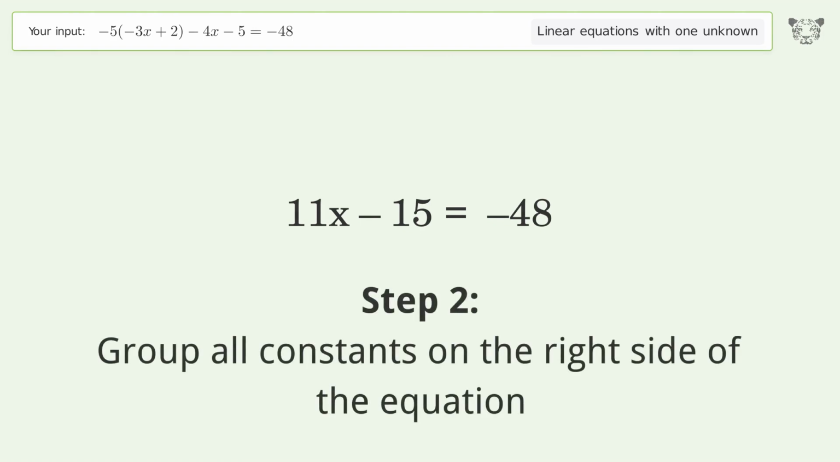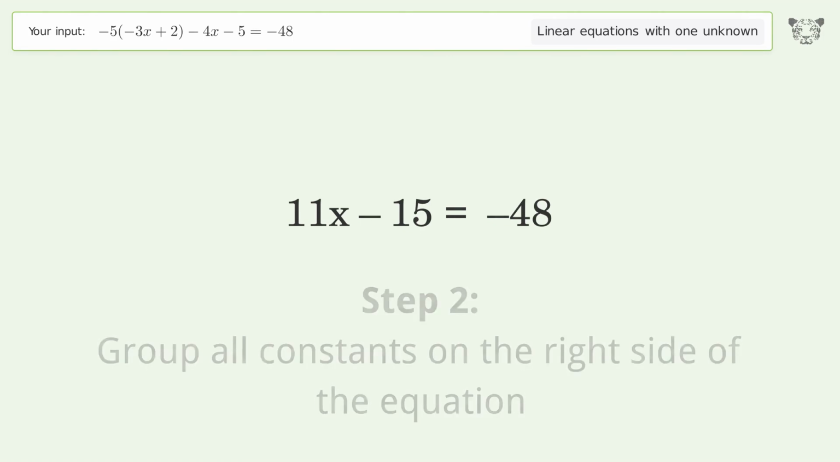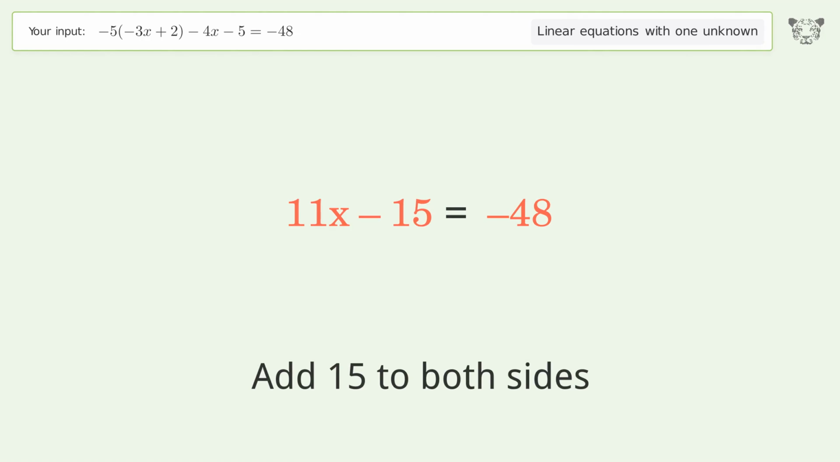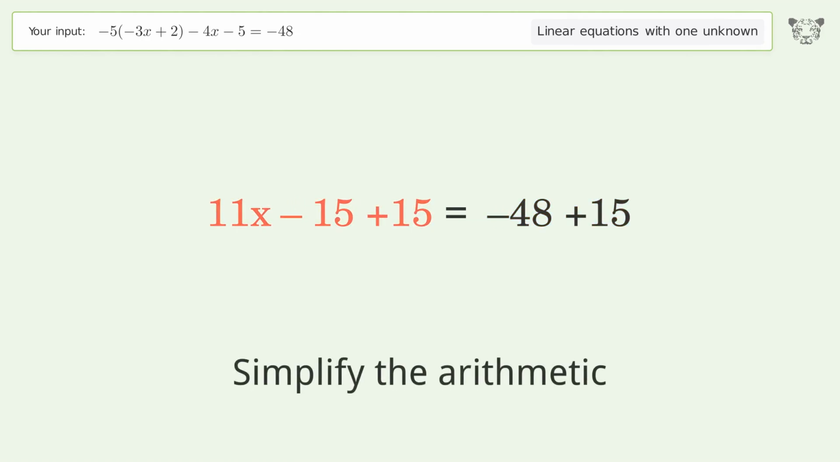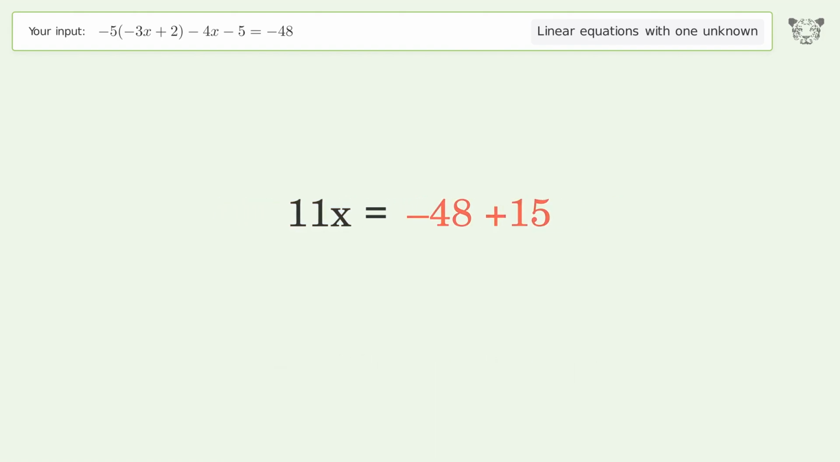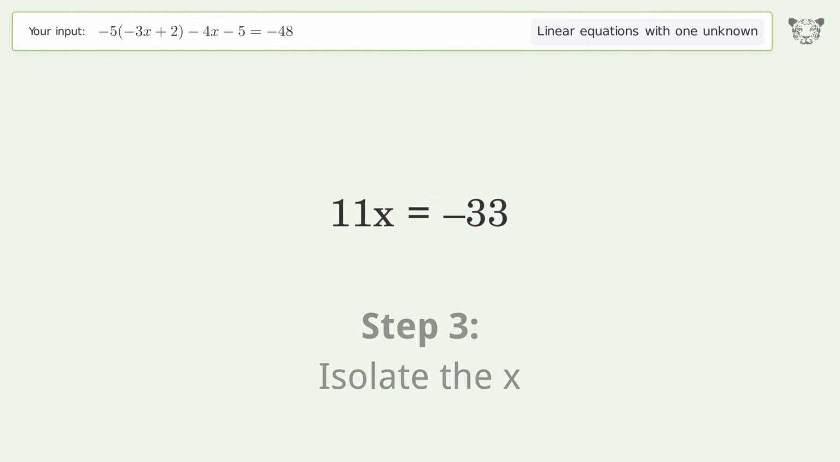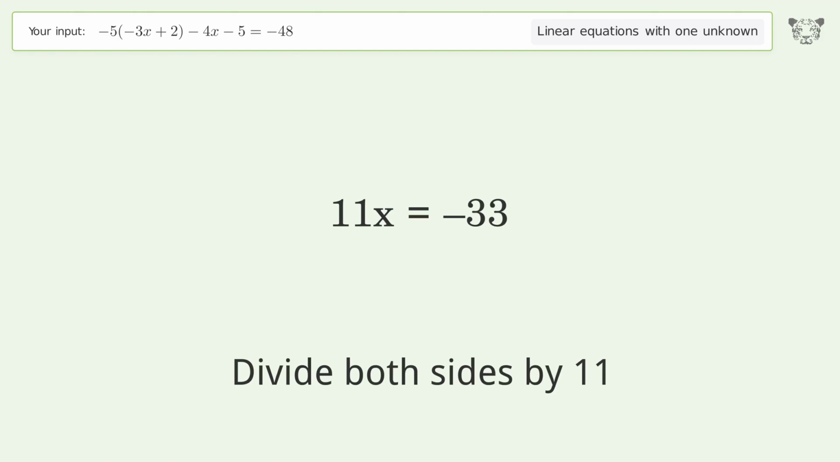Group all constants on the right side of the equation. Add 15 to both sides. Simplify the arithmetic. Isolate the x. Divide both sides by 11.